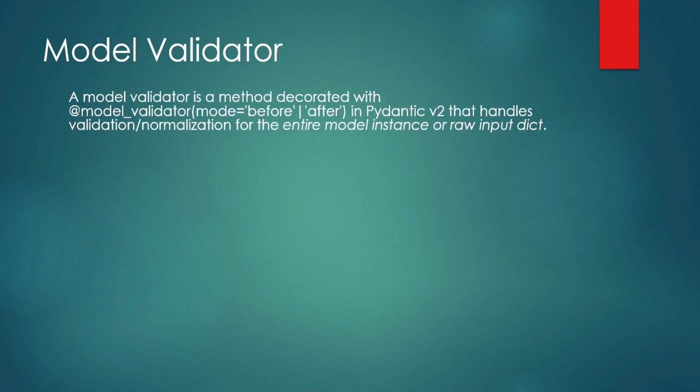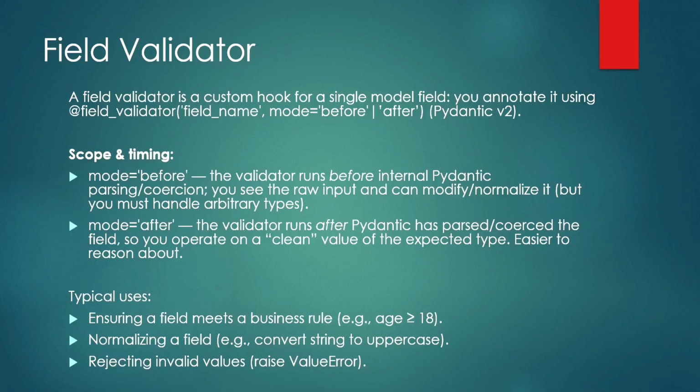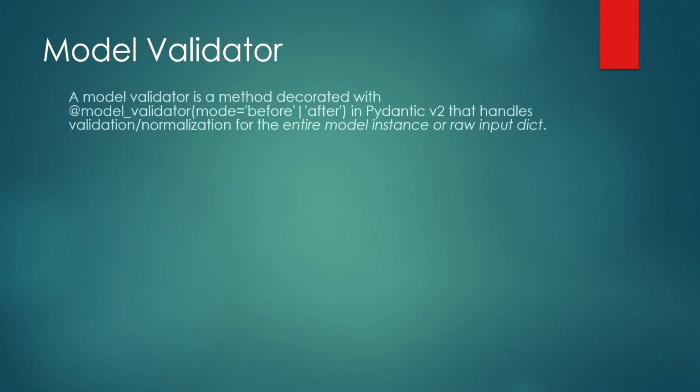A model validator is a method decorated with @model_validator, with mode equal to before or after, in Pydantic version 2, that handles validation and normalization for the entire model instance or raw input dictionary. In field validator we perform validation on each field, but in model validator we can perform the validation on our entire model in one go. This is the difference between field validator and model validator.